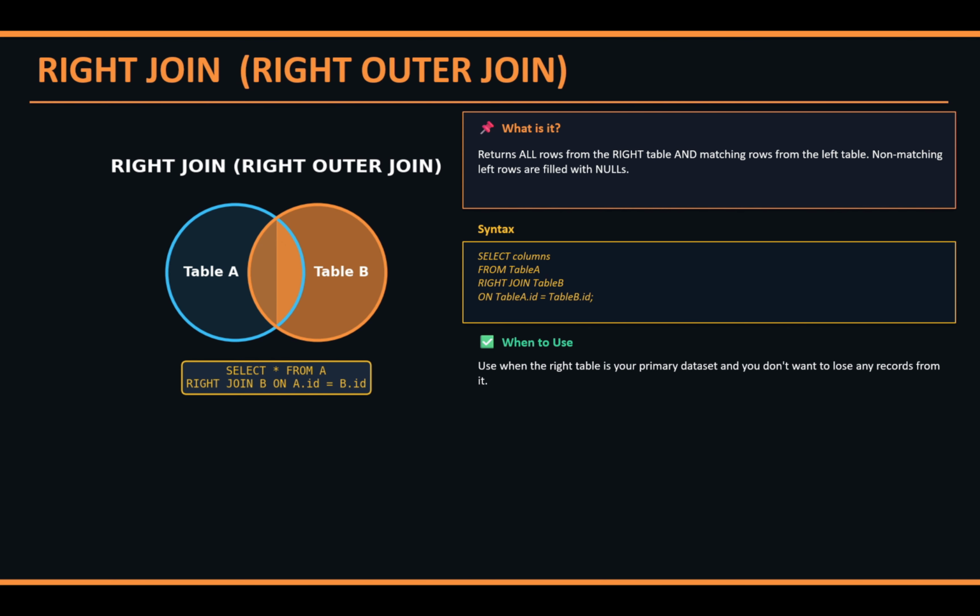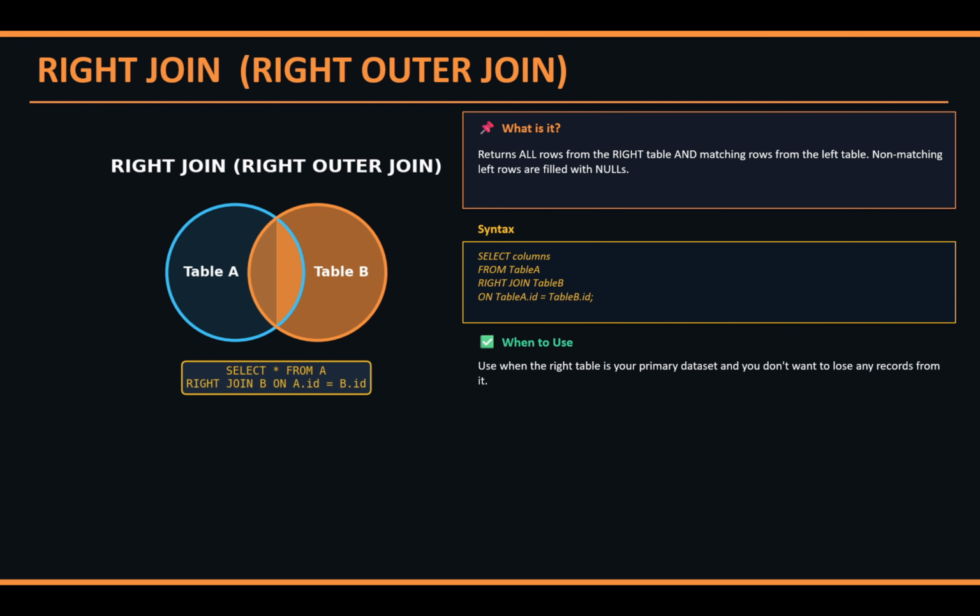So RIGHT JOIN or RIGHT OUTER JOIN, same thing as the left join, right? But this time it takes everything from the right table and matches it with the left table. Let's say you have again table A and table B. You do a right join. So from table B, it's going to take everything from table B and only match what matches together with table A. It's going to take all the IDs, for example, from table B and match them with table A. This little image right there gives you a good idea of what's going on. And the syntax is really the same.